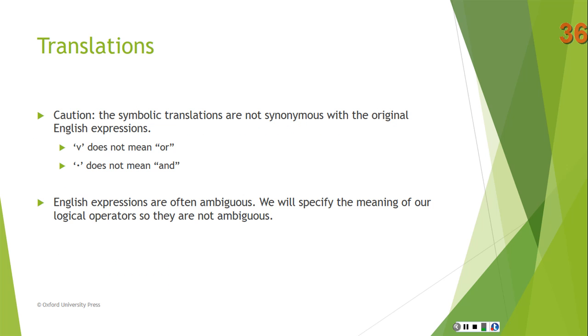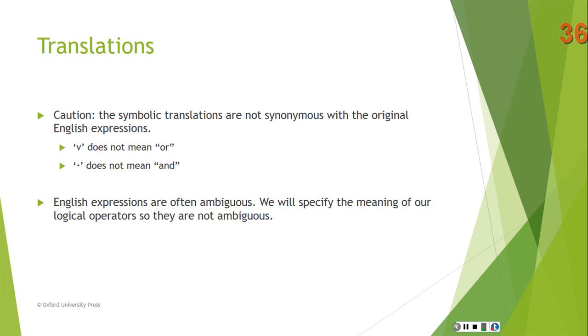Okay, so one word of caution, given all of this. The caution is that the symbolic translations, the translations into propositional logic, they're not synonymous with the original English expression. So wedge does not mean or. The dot does not mean and. We're going to learn what the wedge means, what the dot means, in a future lecture. So don't confuse the wedge with the meaning of or. Don't confuse the dot with the meaning of and. Just know that you translate the or with the wedge and translate the and with the dot.